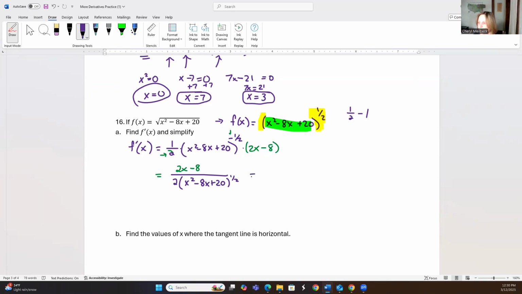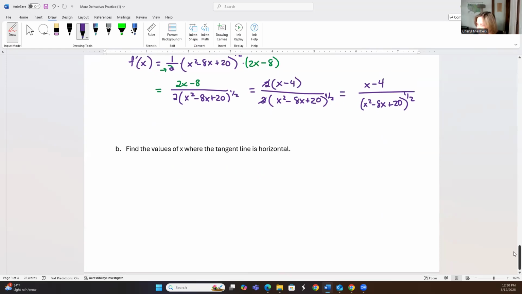I notice both of the numerator terms are divisible by 2. So if we factor a 2 out of 2x minus 8, we'll have 2 times (x minus 4) over 2 times (x squared minus 8x plus 20) to the 1/2. And these 2's can cancel. So now our final answer is x minus 4 over (x squared minus 8x plus 20) to the 1/2.